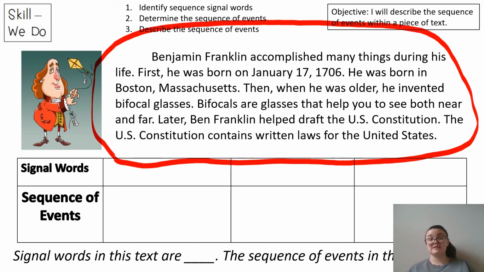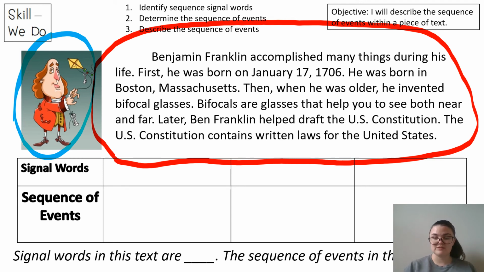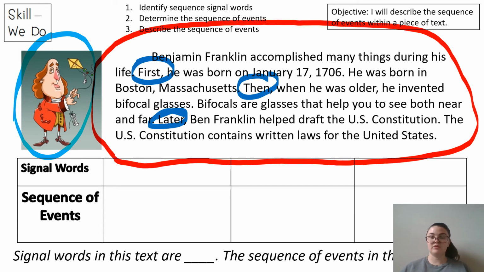So, this is a piece of history. This is something that really happened. This man you see here in this picture, that's Benjamin Franklin, and he really lived a long, long time ago. When we read this, we can use transition words or signal words. So let's find those words in our story. We have first, then, later. These 3 words tell me the order in which things are going to happen in his life.